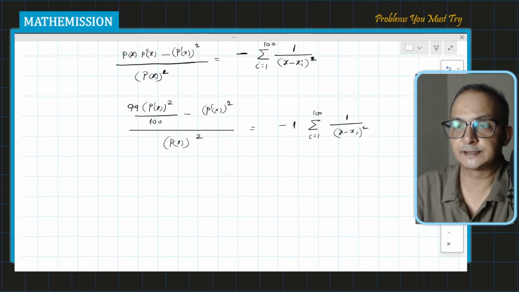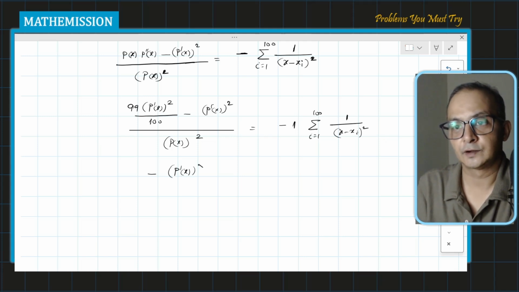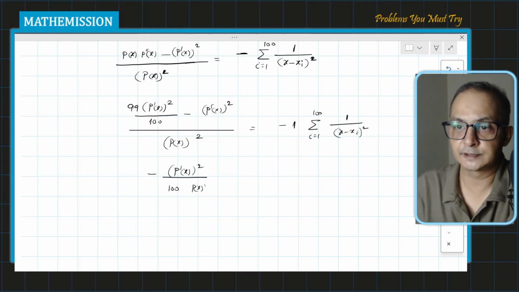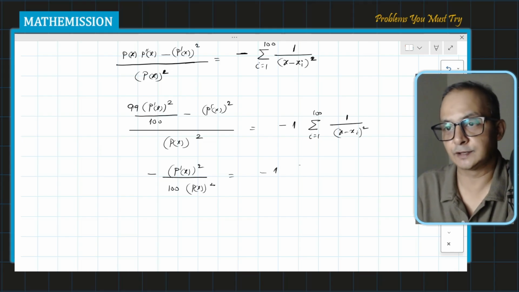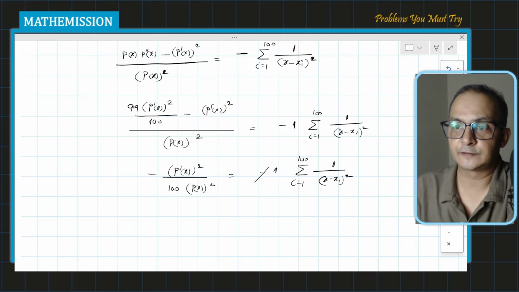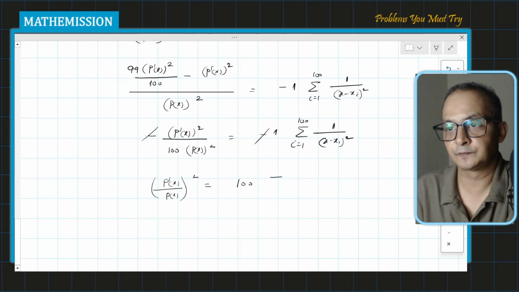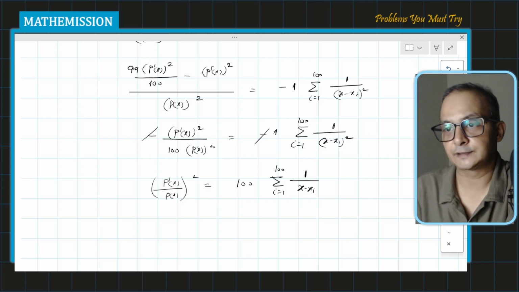If we simplify this further, that will turn into negative of (p'(x))^2 divided by 100 into p(x), whole squared, is equal to minus 1 summation i goes from 1 to 100 of 1 by (x minus xi) the whole square. The negative sign will get cancelled, and we now have (p'(x) by p(x)) the whole square is equal to 100 times summation i goes from 1 to 100 of 1 by (x minus xi) the whole square.